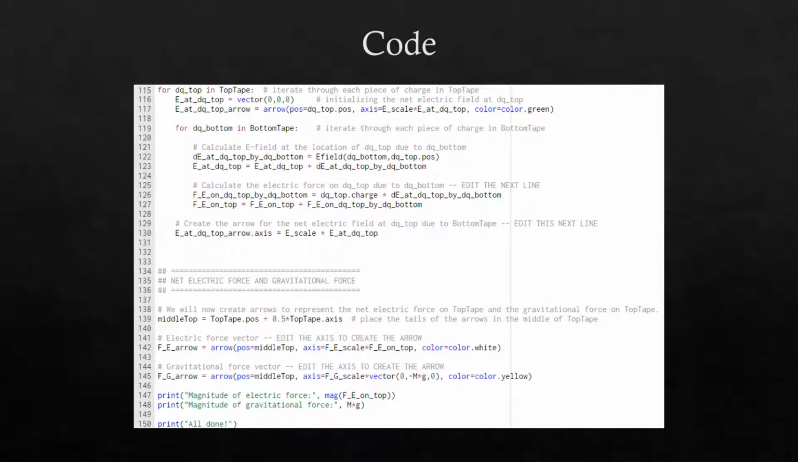So this big for loop right here starts off by iterating through each piece of the top tape, and then iterating through each piece of the bottom tape to calculate the electric field at the location of each piece of the top tape due to every piece in the bottom tape. And then it calculates electric force, and then it creates an arrow for the net electric field at the top tape due to all the pieces of the bottom tape. And it does this for every piece of the top tape. So now we have arrows to represent the electric force on the top tape and the gravitational force on the bottom tape.